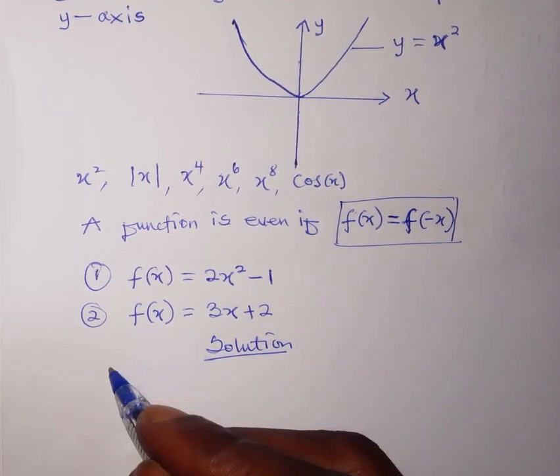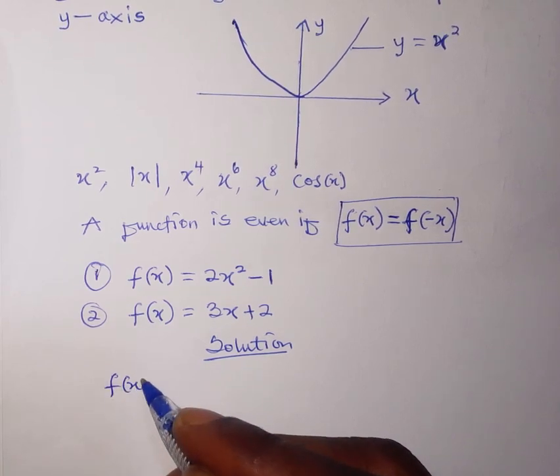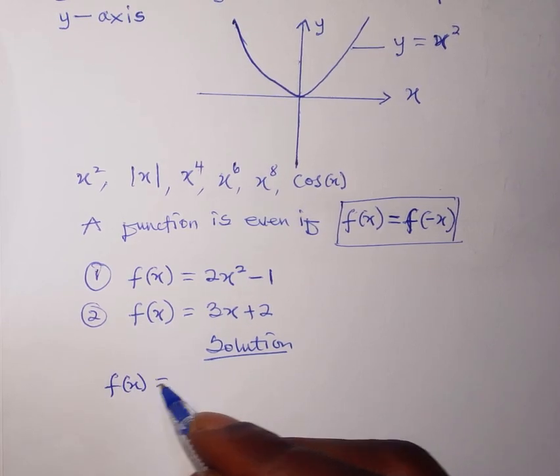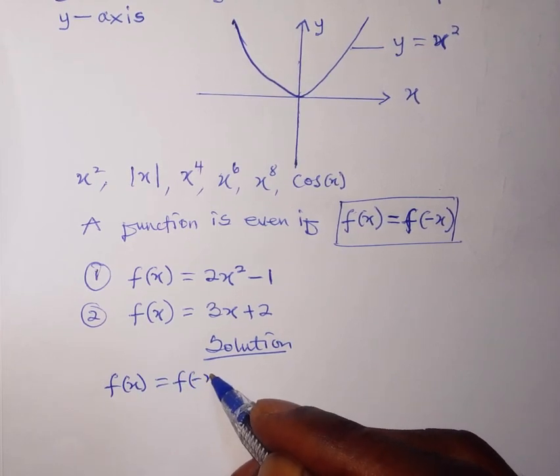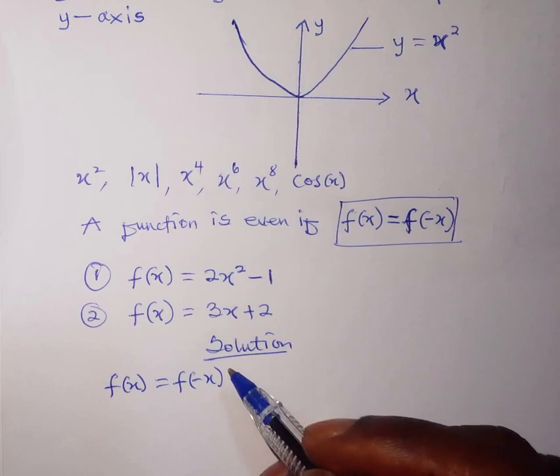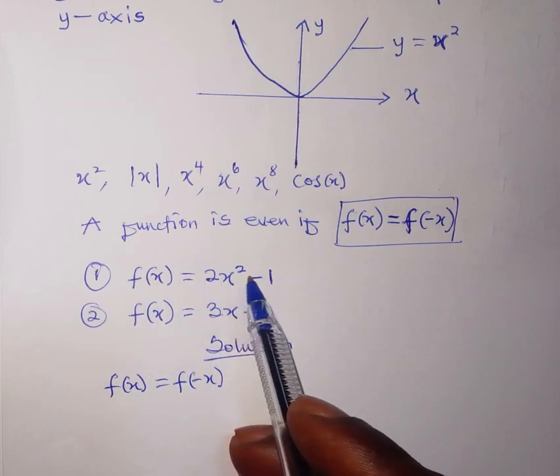Okay, we know that for a function to be an even function, f at x should be equal to what? f at minus x. Okay, so we are going to test the two. We know that f at x is what is given in the question.